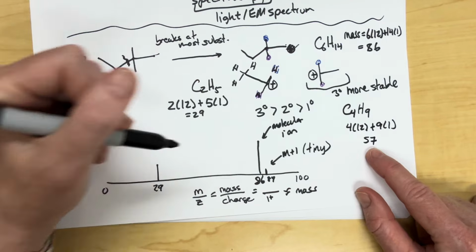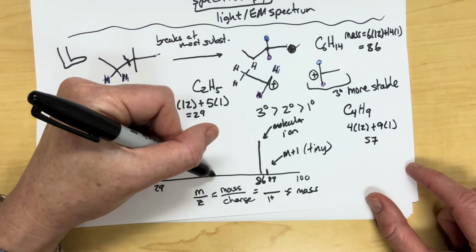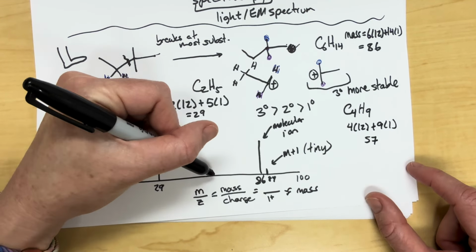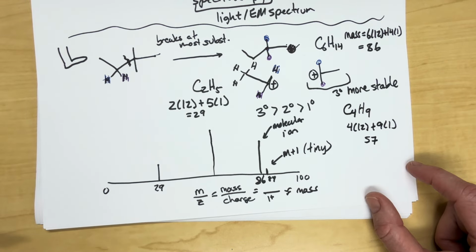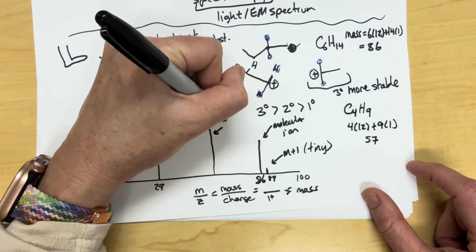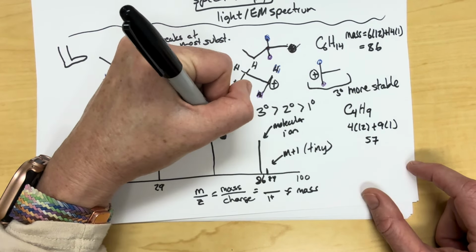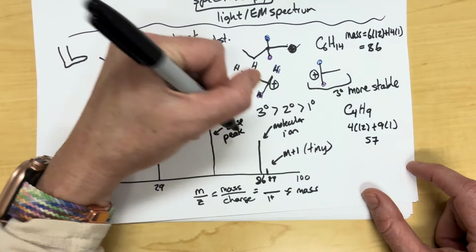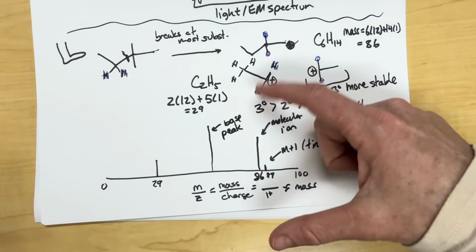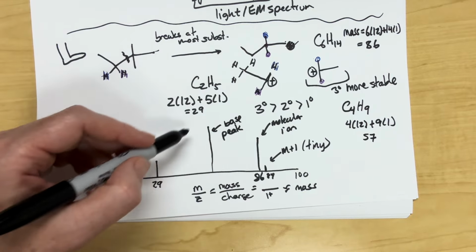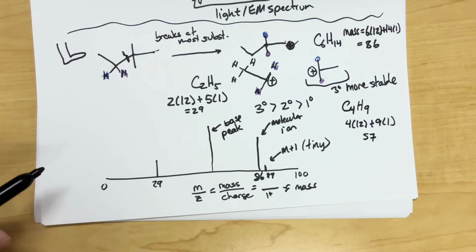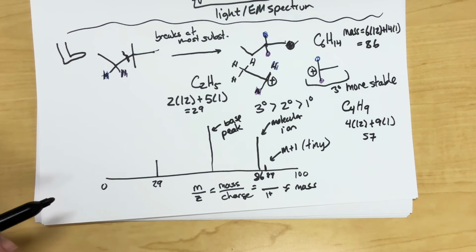Now that peak at 57, because this was really stable, will actually be bigger because you made a little bit more of it. Many times, the biggest peak is the base peak. It tells you kind of the most stable fragment. Sometimes the base peak is the molecular ion peak. They're both really big. But usually it's just the most stable fragment, or the thing that there was the most of.